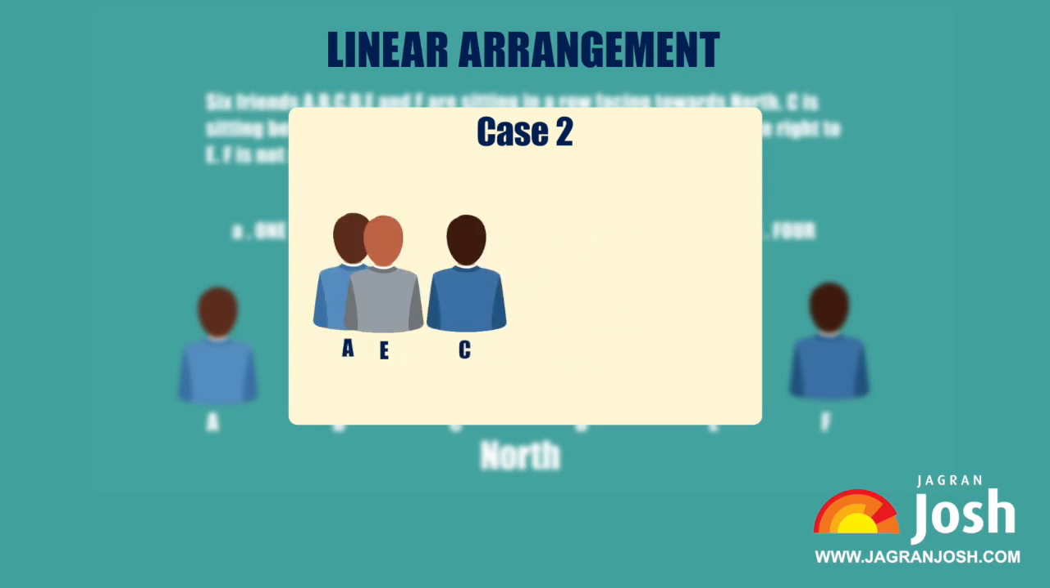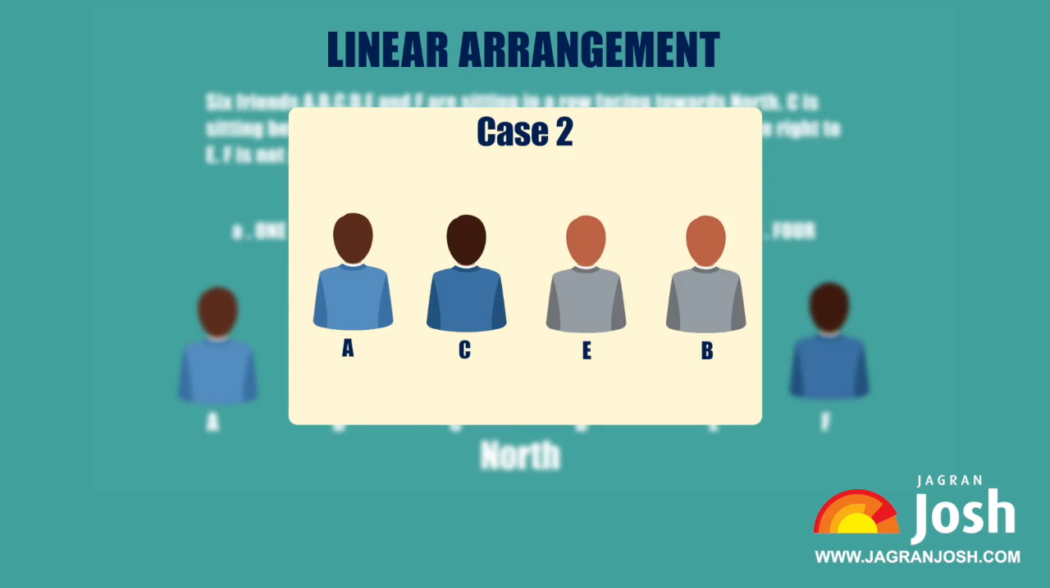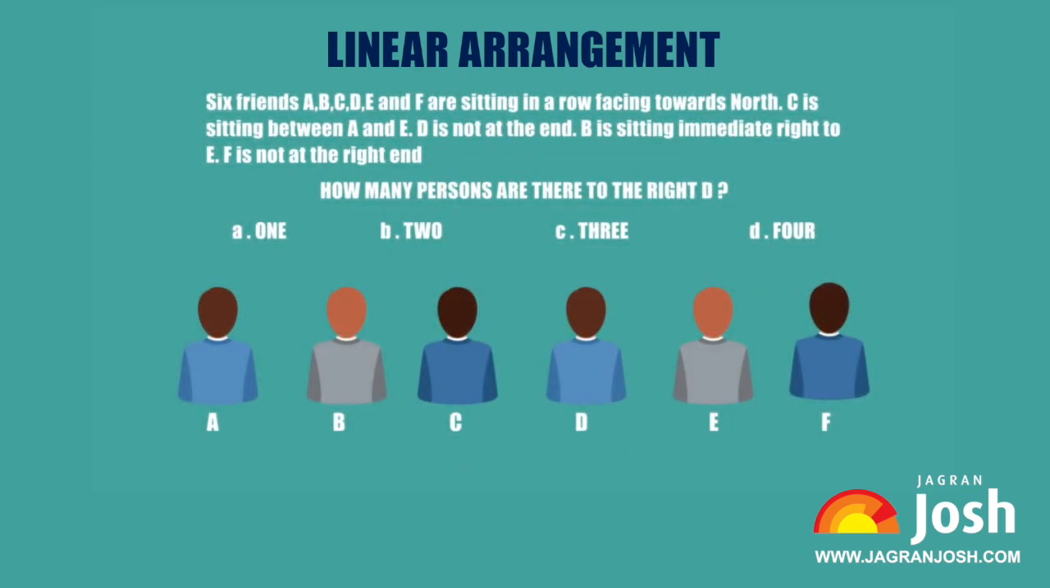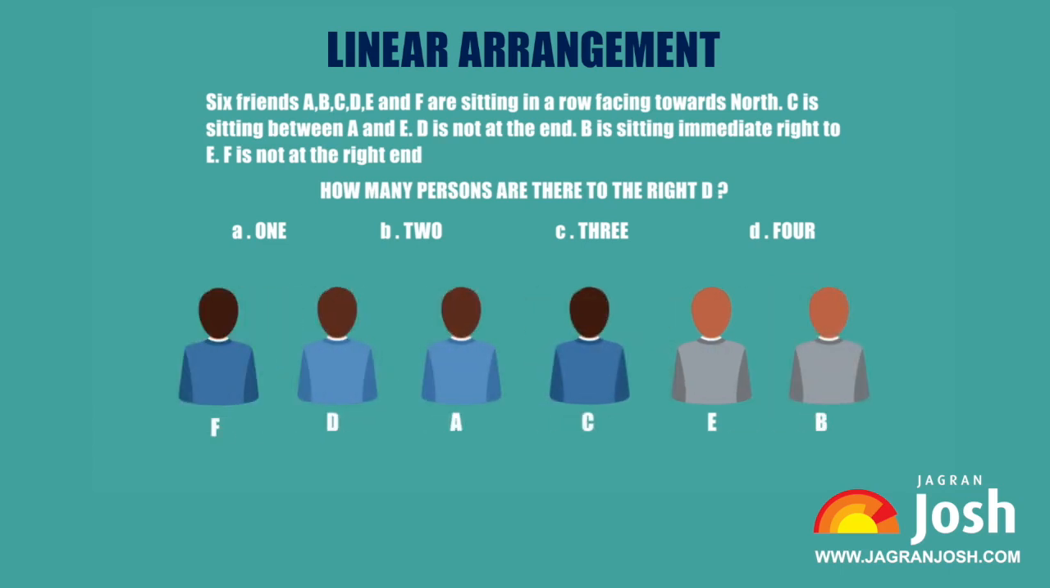A, C, E, B. In addition, F is not at the right end and D cannot be at any of the ends. We will have the following arrangement. F, D, A, C, E, B. So, on the basis of the above arrangement, it can be concluded that there are 4 people sitting to the right of D.